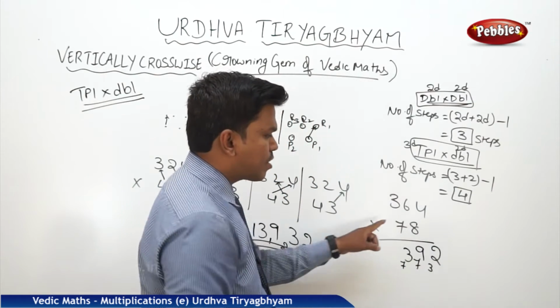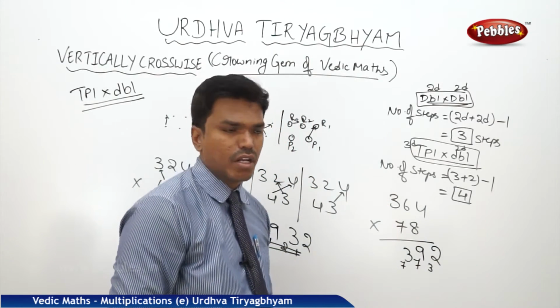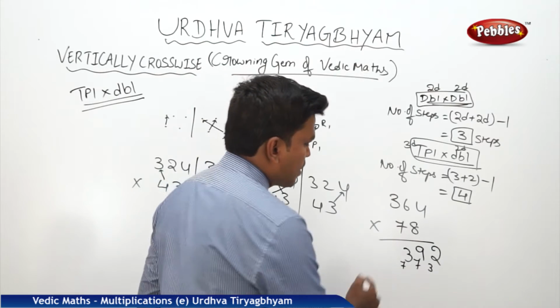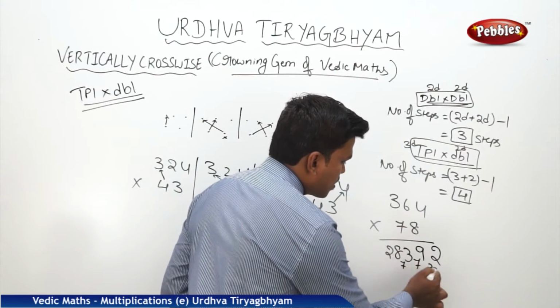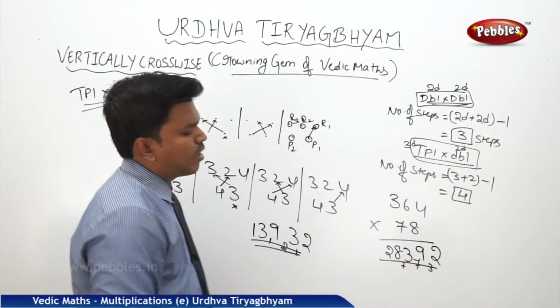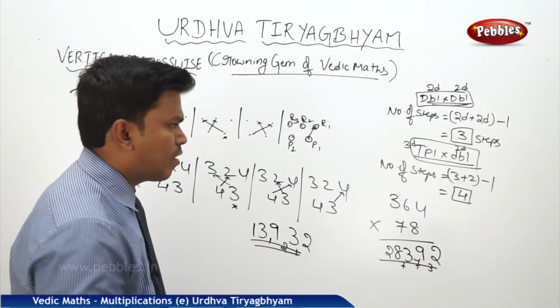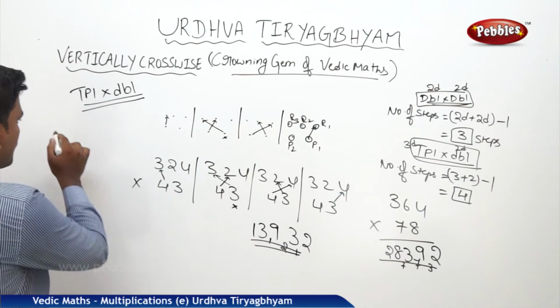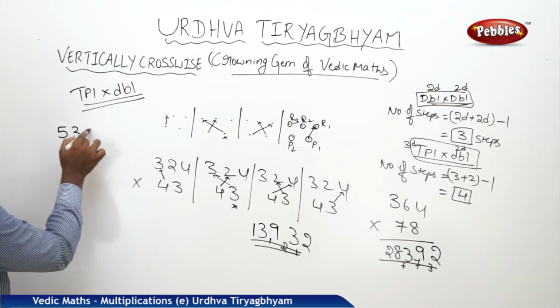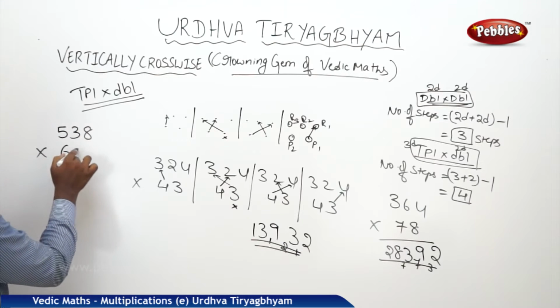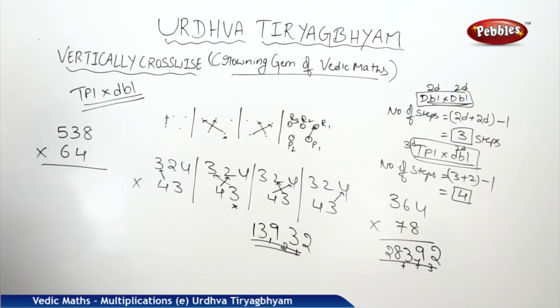So finally what is the last step? 3 7s are 21. 21 plus 7, 28. So our answer is 28392. One more example. 538 into 64. I want to multiply 538 into 64.